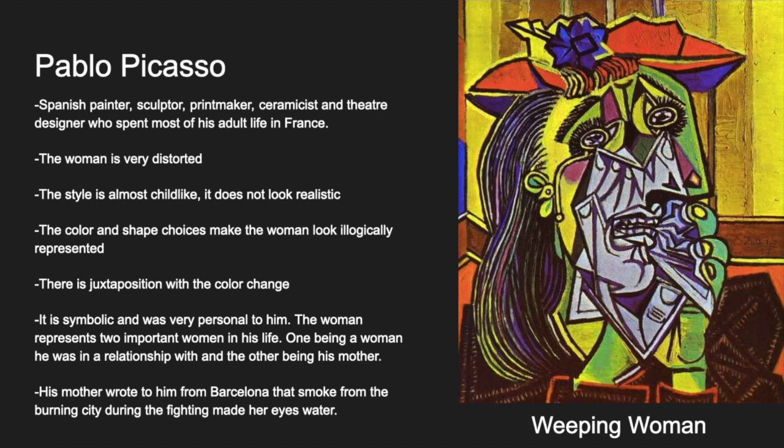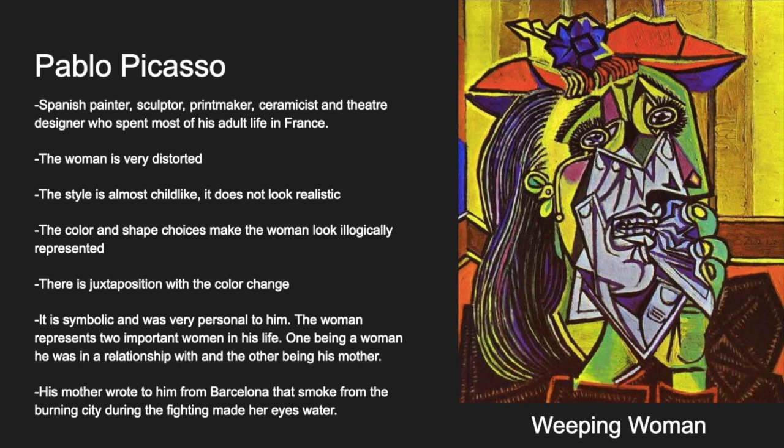There's juxtaposition with the color change right here in the middle of the face. You can see this color change right here. It is very obvious. Your attention is supposed to be drawn there. This is a very noticeable expression, the sadness that is in her face, the pain and suffering that she must be going through. And it was supposed to be symbolic, so this was a personal artwork for him.